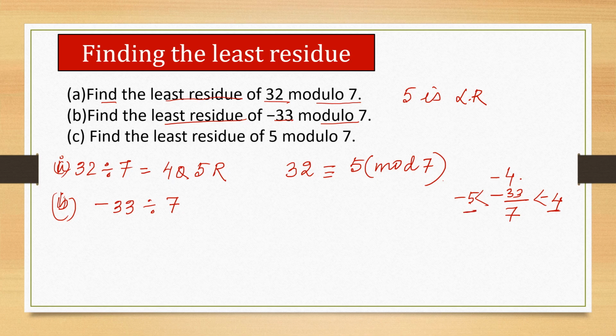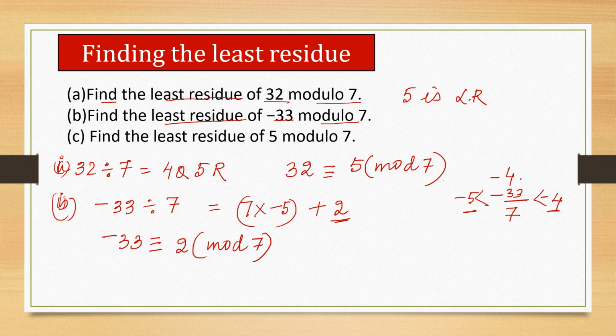So I'll write this is equal to 7 into minus 5, that will be minus 35, plus 2. So 2 is the residue here. So I'll write negative 33 is congruent to 2 modulo 7. So the least residue for B is 2.